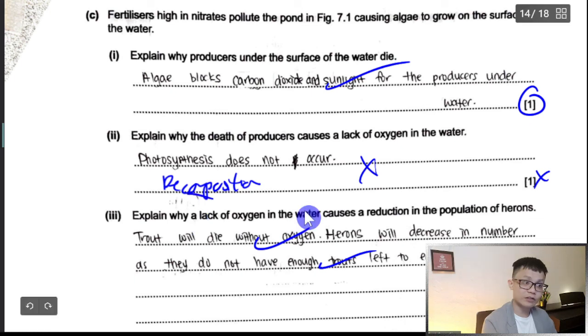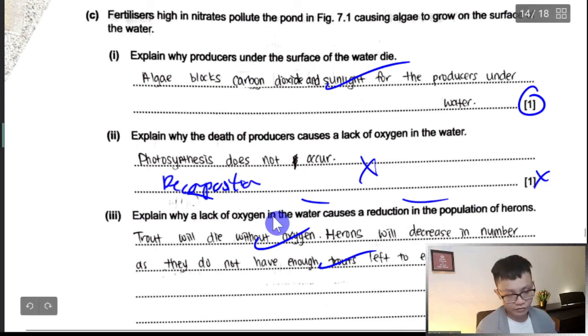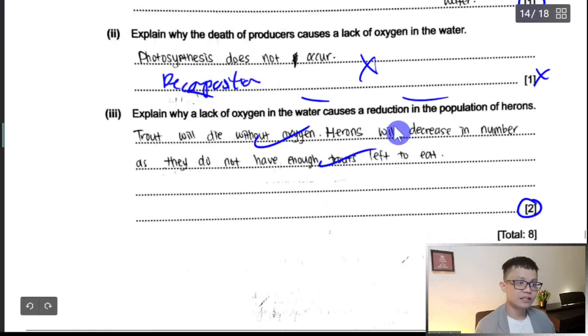If you want to add, you can add bacteria and respiration from the bacteria. But the marking scheme just says decomposition is enough. So yeah, if you want to explain more, you can. Explain why lack of oxygen causes reduction. Okay, because without oxygen, the thing will die and you got nothing to eat.